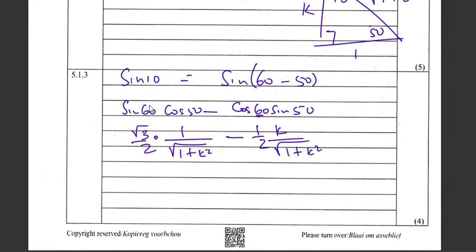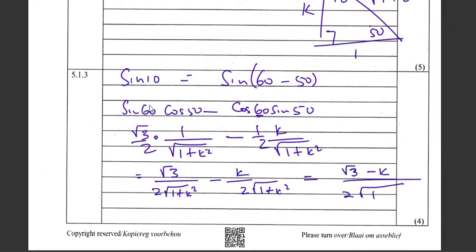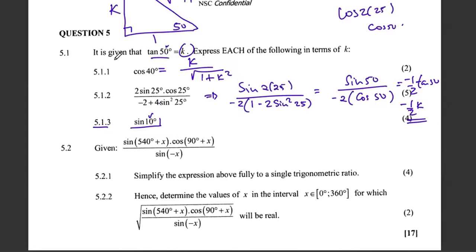Okay, then let's simplify that. It's going to be root 3 over 2 root 1 plus k squared minus k over 2 root 1 plus k squared. Okay, we're seeing that the denominators are the same, which means our final answer should be root 3 minus k over 2 root 1 plus k squared. Okay, so that is 5.1.3 for 4 marks.